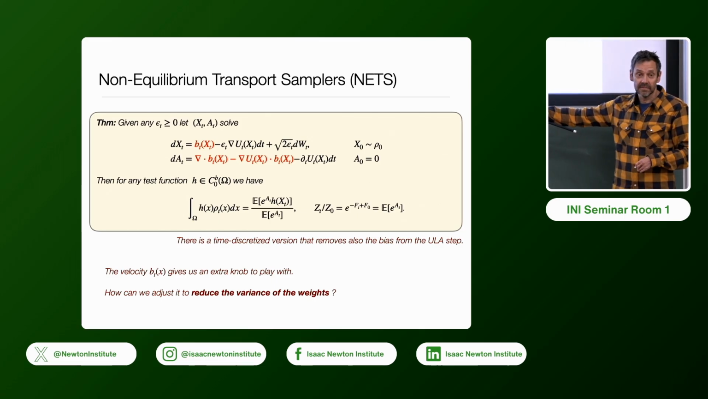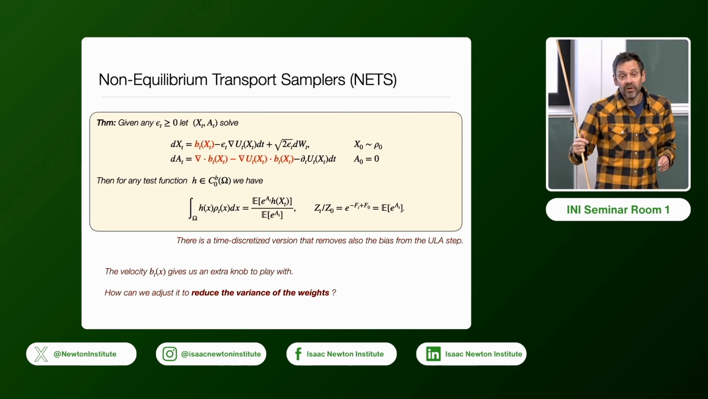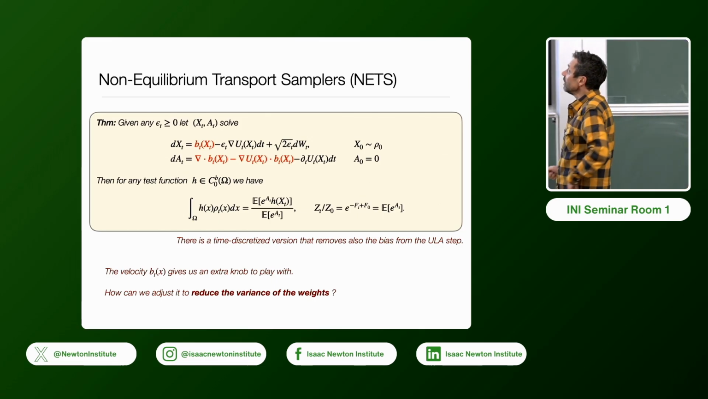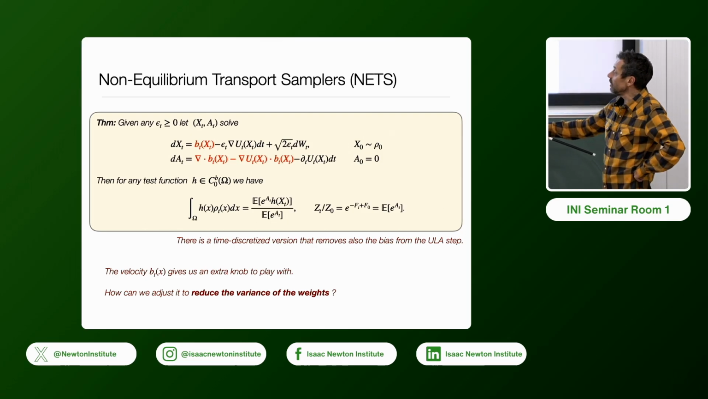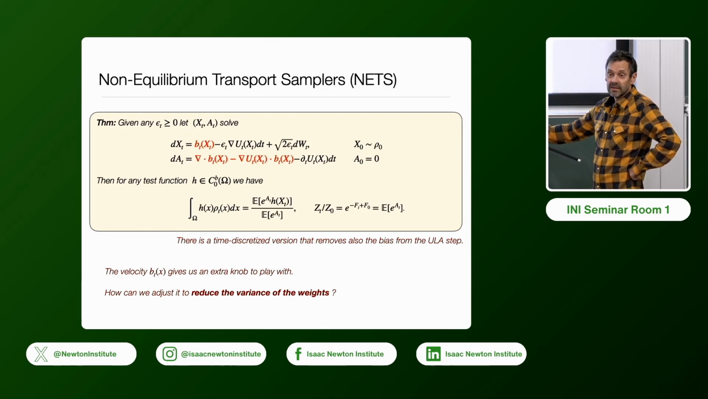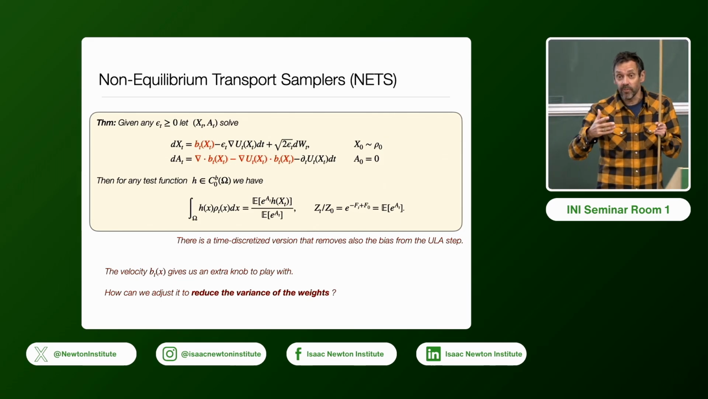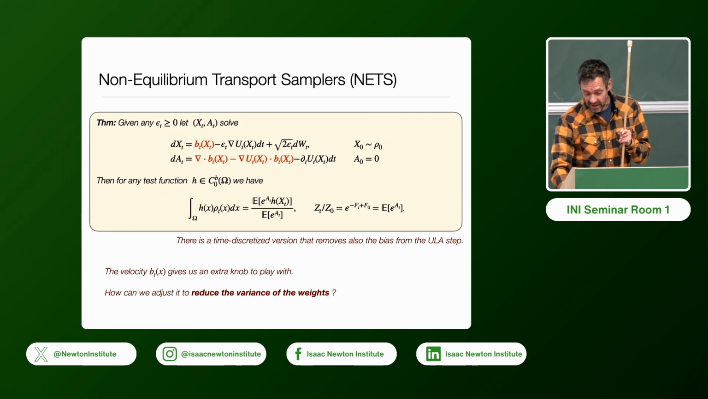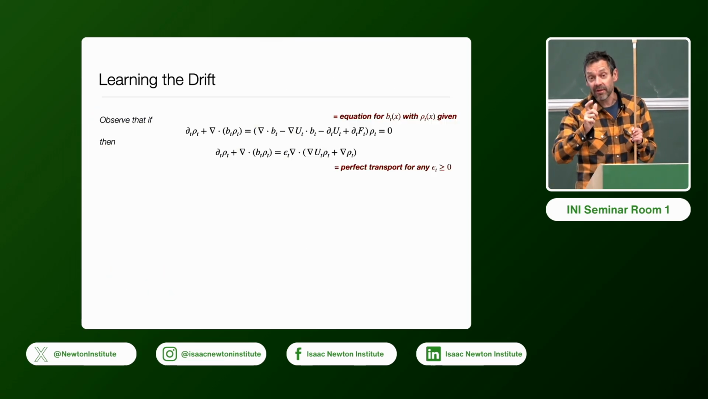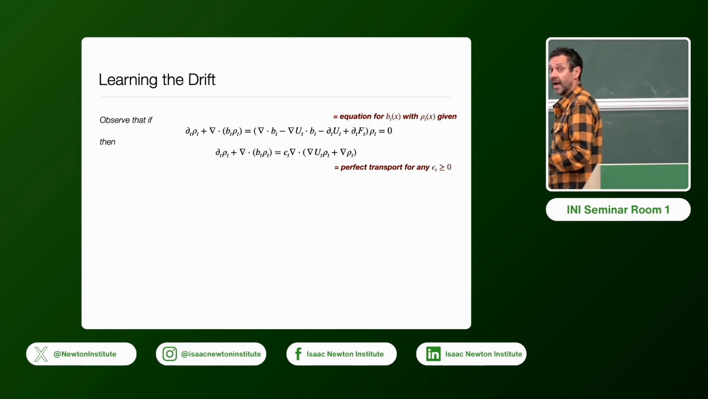That's B. Okay? And clearly, what you may want to do now is to say, well, let's try to reduce the variance of the weights. Okay? Which is, let's try to use this in such a way that it moves the walkers in a way which is better, so that they track better the time-dependent potential that we have.